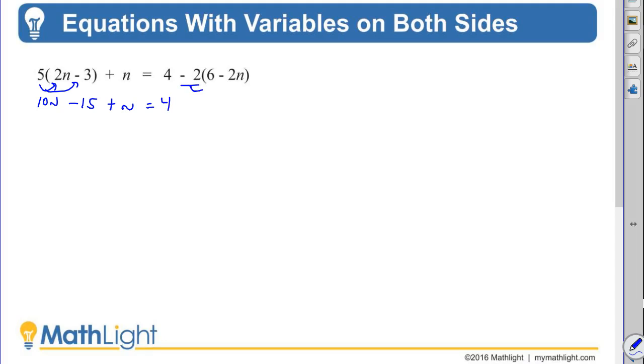So let's distribute this negative 2. We get a negative 12. And be careful here, a negative 2 times a negative 2n is a positive 4n. Be careful there, negative times a negative.